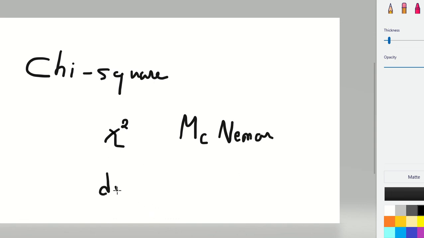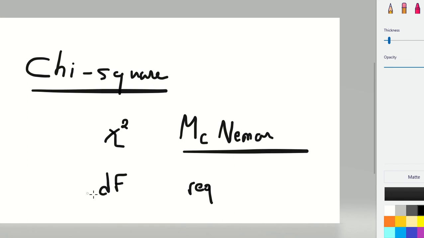And it has degrees of freedom, and it has also requirements that you need to meet to be able to use it. Otherwise, you cannot use it. Like the dependent t-test and the Z, it also has requirements. So it's a chi-square. It's the McNemar chi-square. It has degrees of freedom, and it has requirements. And we're going to cover that in coming lectures.